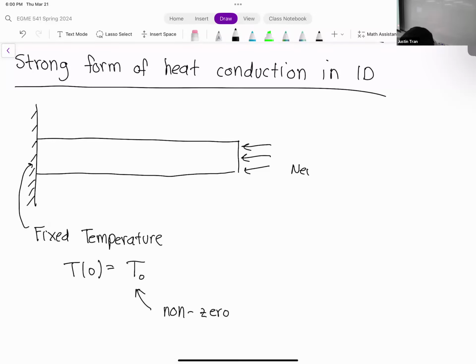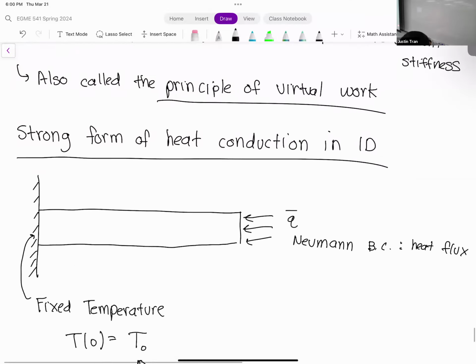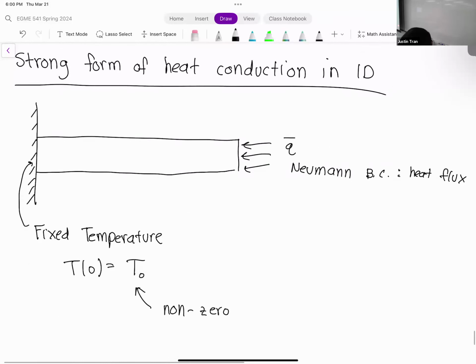Our Neumann boundary conditions are now, instead of a stress, we are now calling them a heat flux. Okay. And so the symbol we call for it is Q bar. Okay. And the formula for this is K times dT/dx is equal to minus Q bar. Okay.